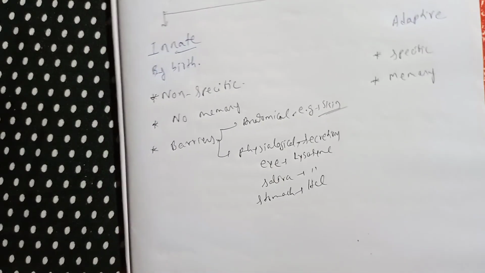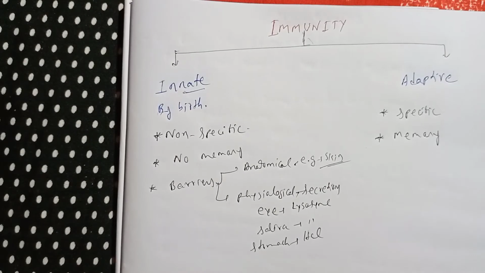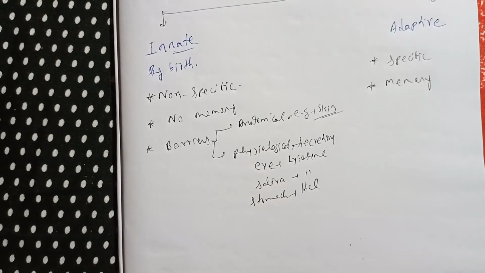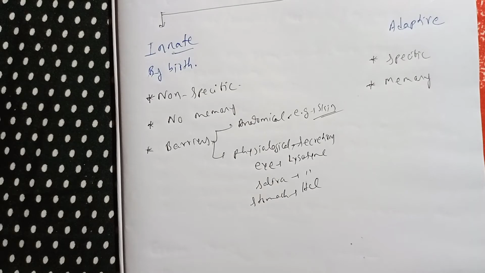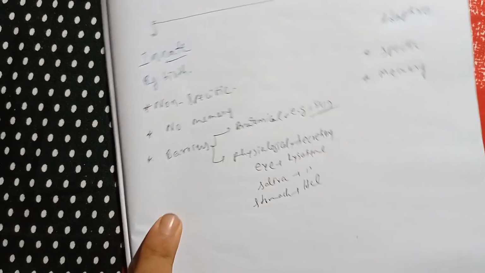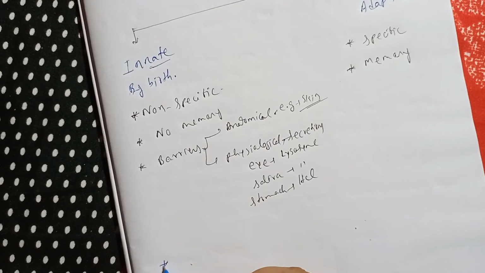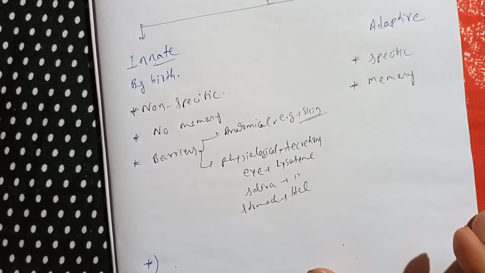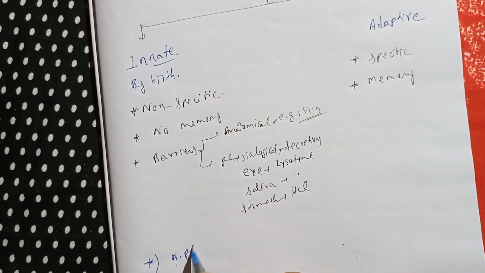Now we'll focus on what types of cells are involved in innate immunity, the cell involvement. Basically, if we want to talk about the cells of innate immunity, we'll see the neutrophil, of course, we know it. Then we have the macrophage.